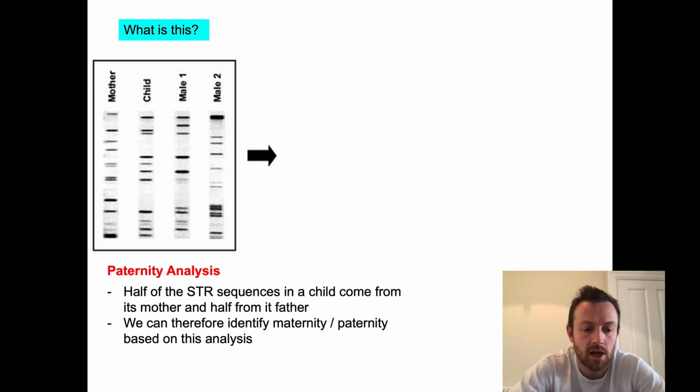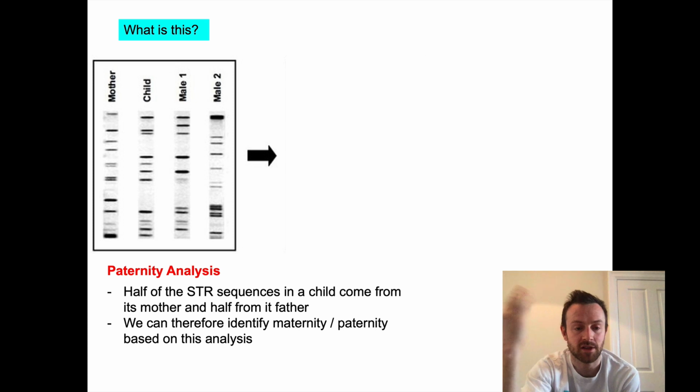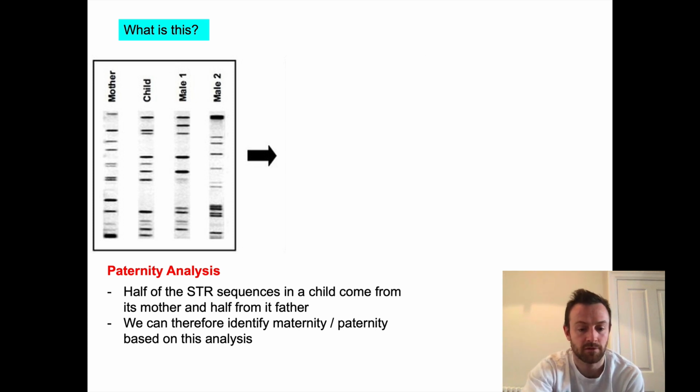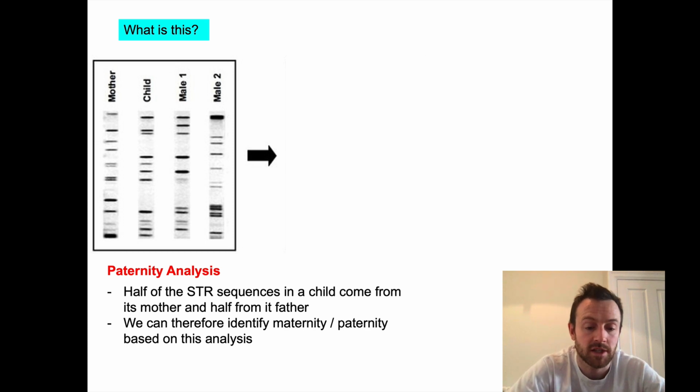Well, this is actually a paternity analysis. So we're looking again at these short tandem repeat sequences in a child and comparing those to the mother and then to males. In a DNA profile, these banding patterns either come from the mother or from the father, 50% from the mother, 50% from the father. So therefore, we can identify maternity and paternity based on this analysis.